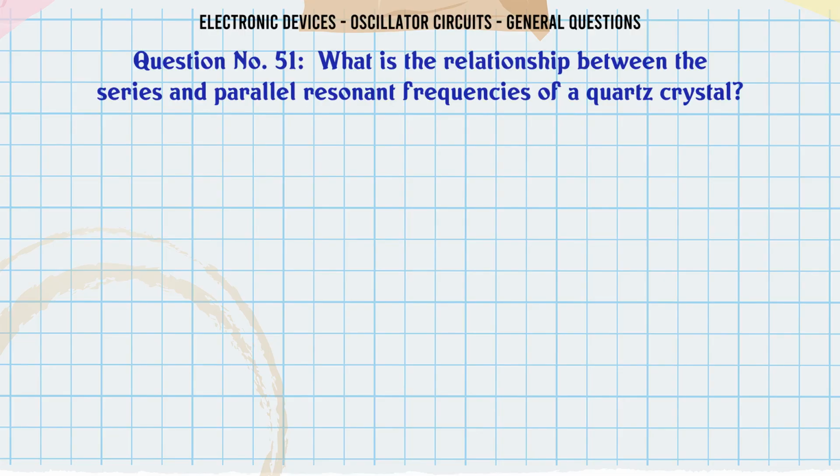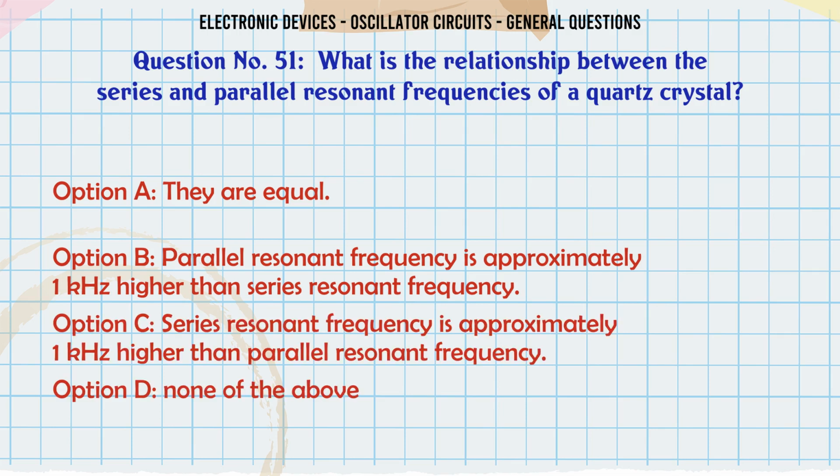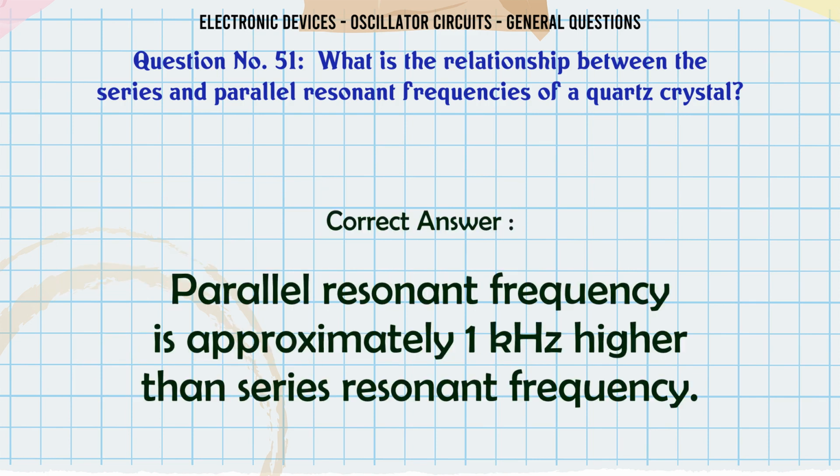What is the relationship between the series and parallel resonant frequencies of a quartz crystal? A. They are equal. B. Parallel resonant frequency is approximately 1 kHz higher than series resonant frequency. C. Series resonant frequency is approximately 1 kHz higher than parallel resonant frequency. D. None of the above. The correct answer is parallel resonant frequency is approximately 1 kHz higher than series resonant frequency.